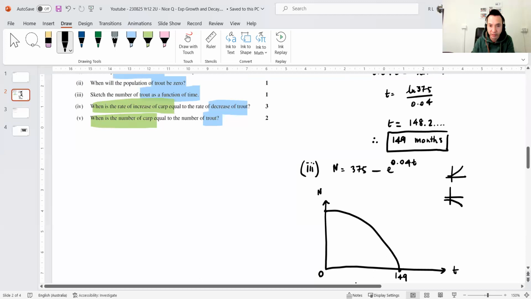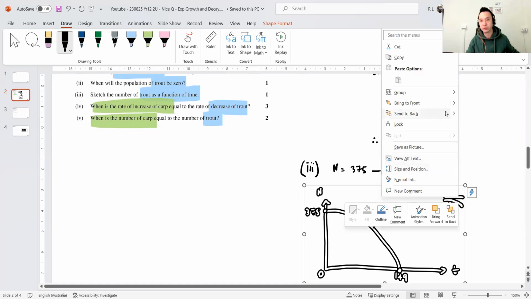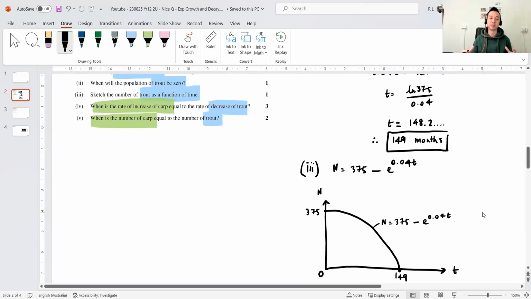And at the start there were 375 trout, that is N equals 375 minus e to the power of 0.04t. Nice, right? This question isn't meant to be hard. It's just very common, and I like it because it's a nice little variation on your usual exponential growth question. Those questions are so typical, exponential growth and decay, boring. This one here has a bit of spice.